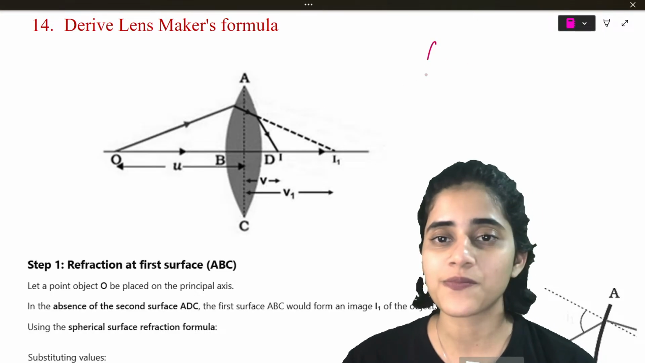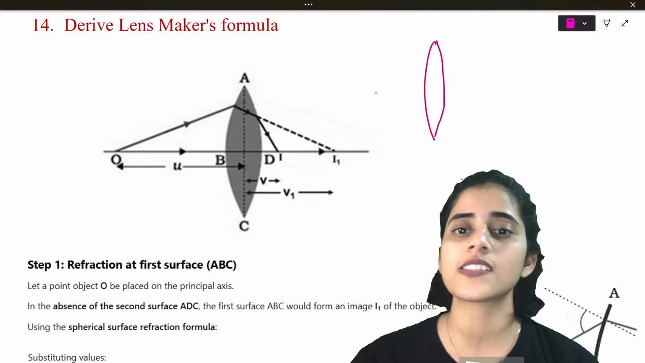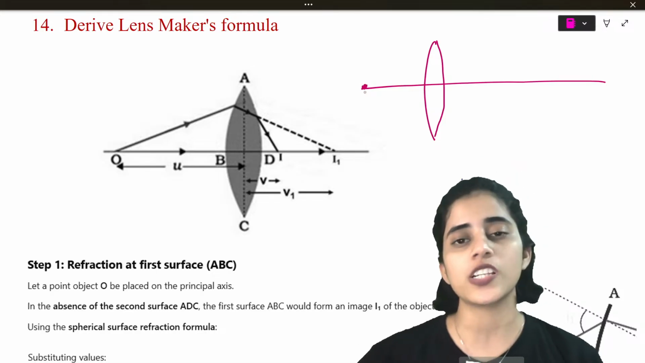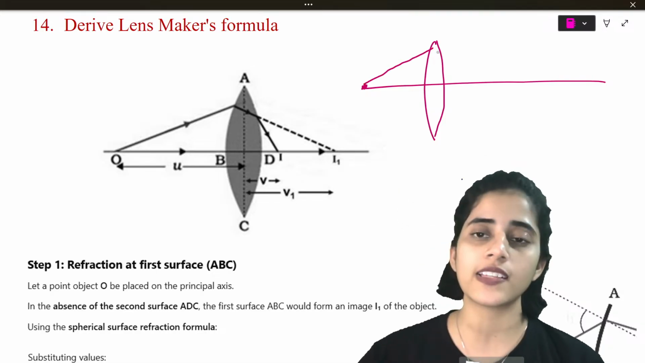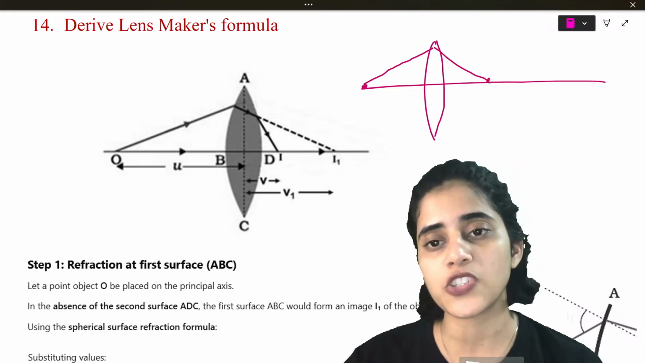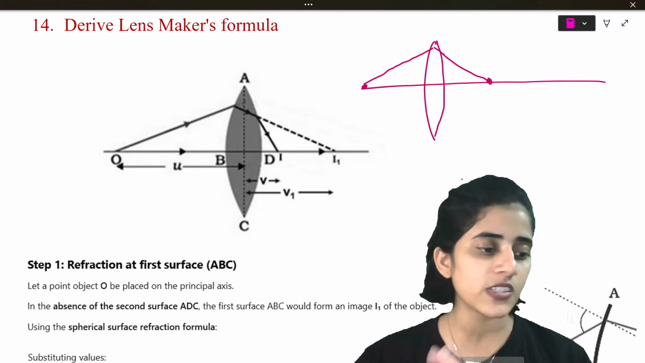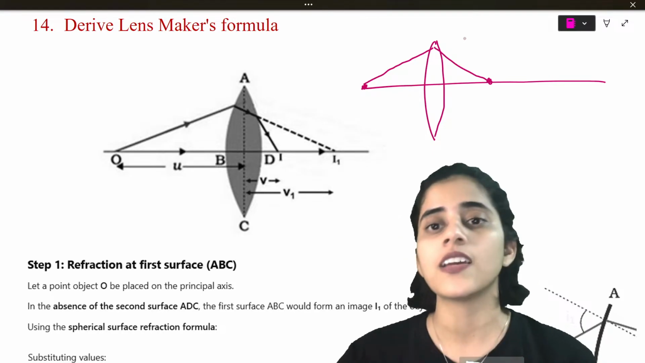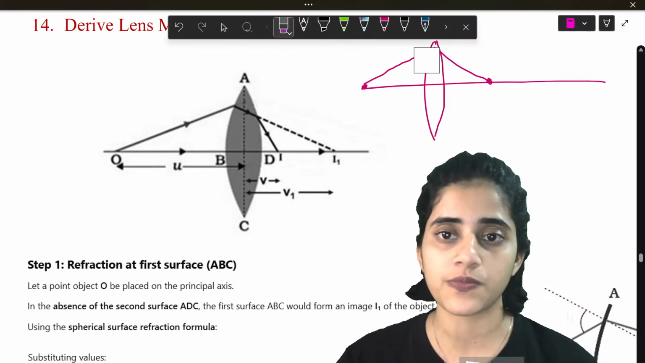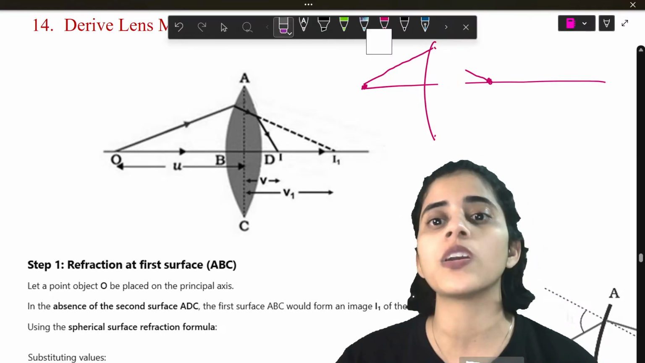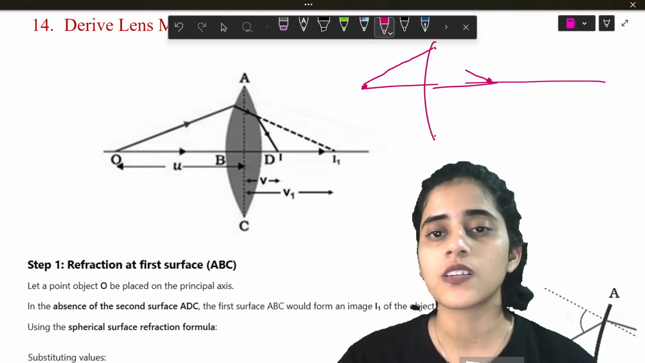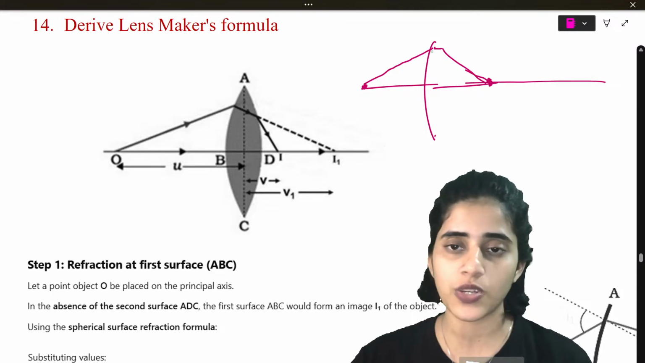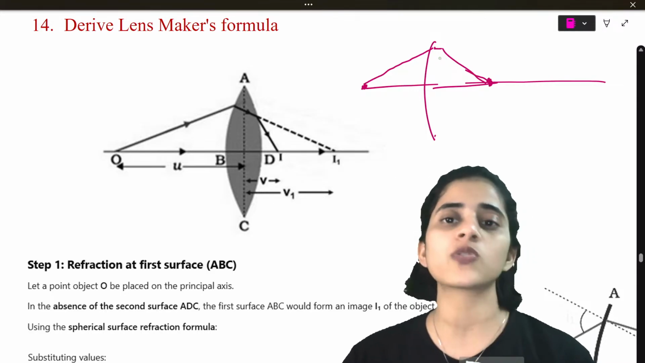You take a lens. You take an axis. Initially, a ray of light passes through the lens. It bends. You get an image here. In this case, we are going to ignore the second surface. Imagine that there is only one surface for the lens. So it bends, you get the image. You're just assuming there is only one surface. But in reality, there are two surfaces.